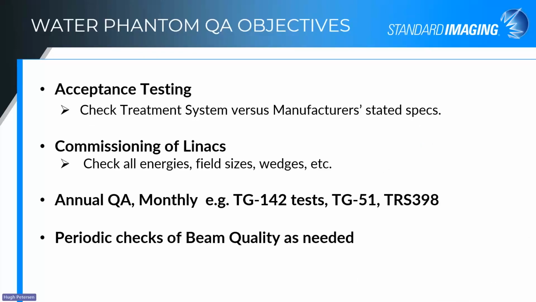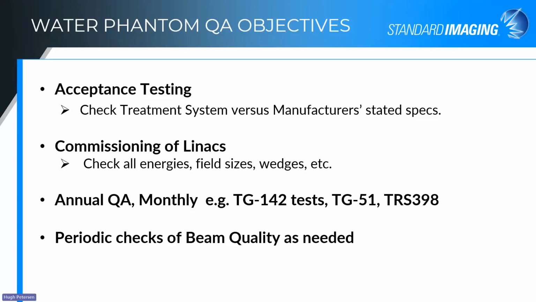Obviously there are four main objectives for 3D water phantoms. That's your acceptance testing, checking your treatment system versus the manufacturer's stated specs, and the commissioning of the linac itself, checking all your energies, all your field sizes, your wedges, etc. Bringing in all that scan data into your treatment planning system for your beam modeling and what have you.